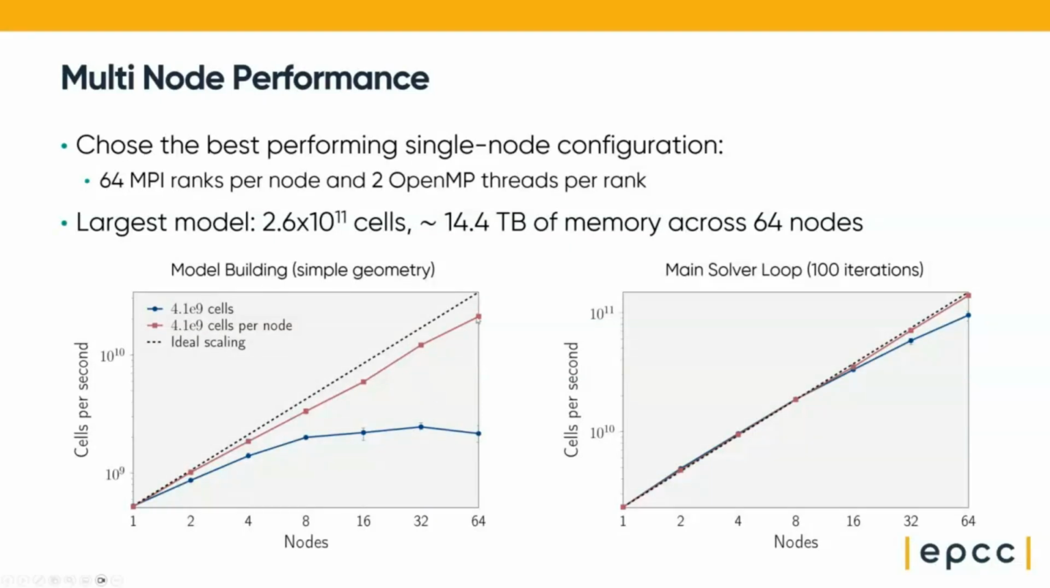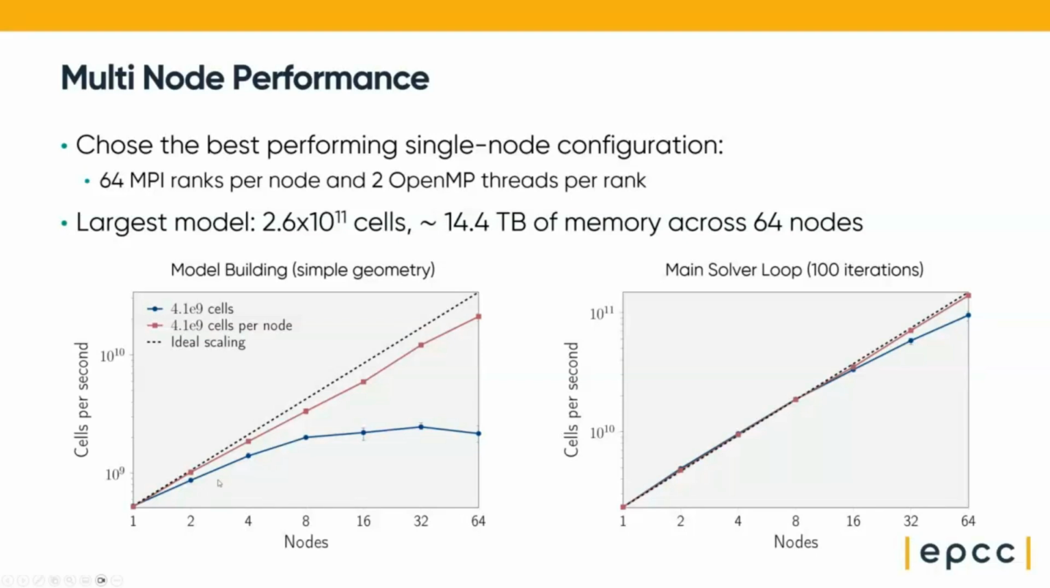The largest model here, on the red line at 64 nodes, was, I think, 260 billion cells, about 14 terabytes of memory. So it's 64 meters cubed. Sorry, 6.4 meters cubed. Sorry. And you can see, again, for the model building, the weak scaling is pretty linear. There's a bit of a drop off at the 64 node point. We're at about 63% parallel efficiency.